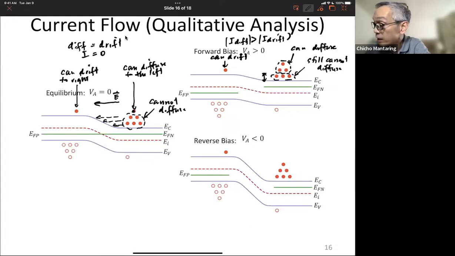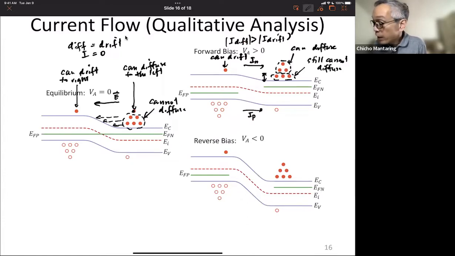So you have a net electron flow from left to right, or a net current from right to left. So there's going to be a current here due to n. In the same way for the holes, these three can diffuse, only one can drift. So there's going to be a net hole current flowing from left to right. That's because your diffusion is greater than your drift.